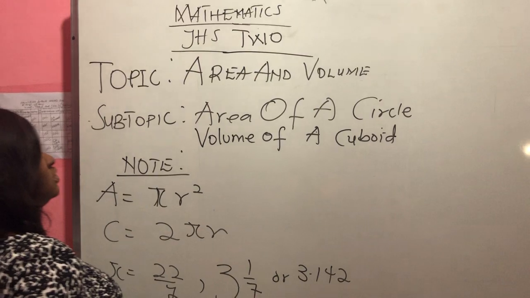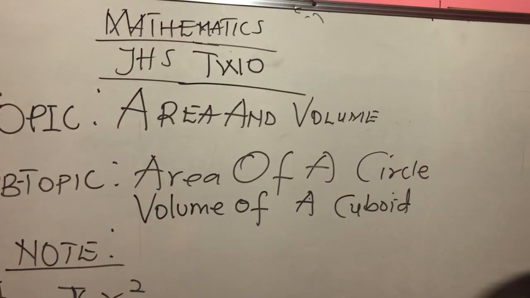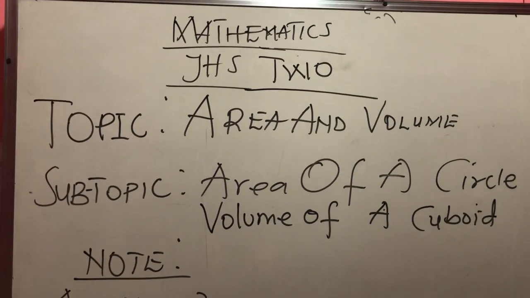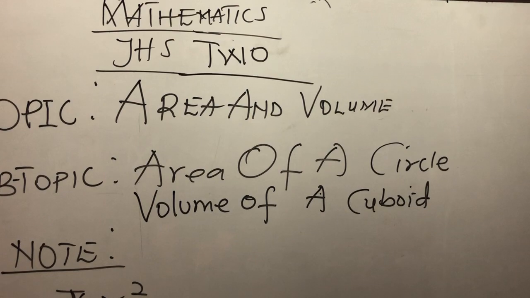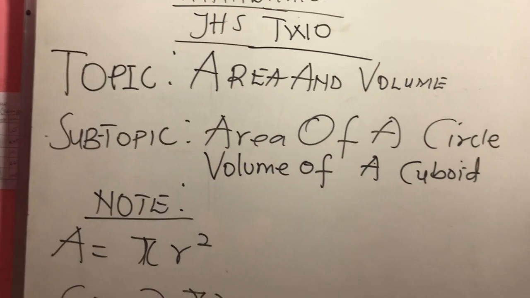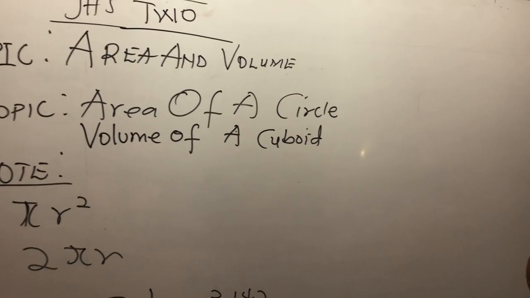So as you can see, today we are looking at the area of a circle and the volume of a cuboid. These are the two things we are focusing on today. I had to add volume of a cuboid because we've treated area of a circle so many times, and it's not much different from what we already know. So, you know the formulas already, right?